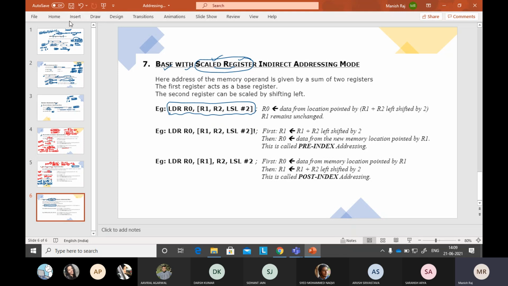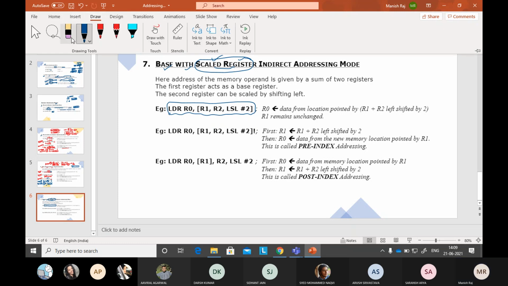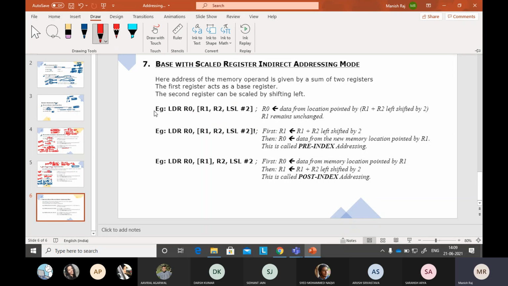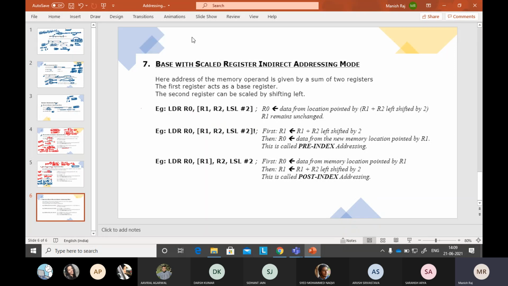Okay, again you can see, so first I am removing this thing and coming to this part. So the instruction is like that: load register R0. Here you can see this is the same part. This is written here, the R1 and R2. This is the last thing.